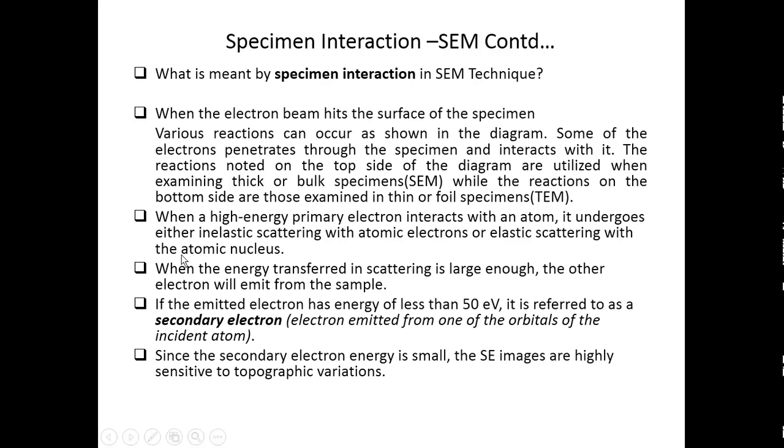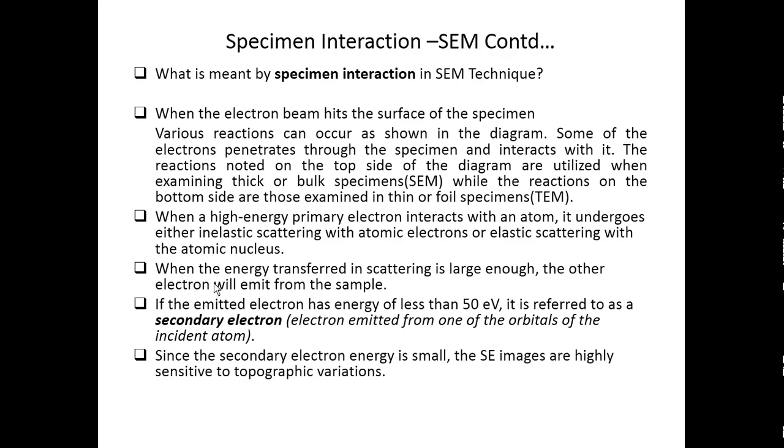Just to understand, when a high energy primary electron interacts with an atom, it undergoes either inelastic scattering with atomic electrons or elastic scattering with atomic material. That is what is happening. When the energy transferred in the scattering is large enough, the other electron will be emitted from the sample. So electrons will be emitting out, because it's an electron with very high energy hitting over the surface. So that may cause electrons to be emitted from the surface of the sample.